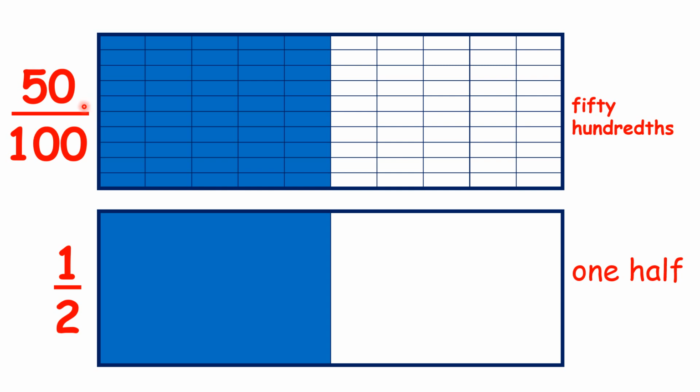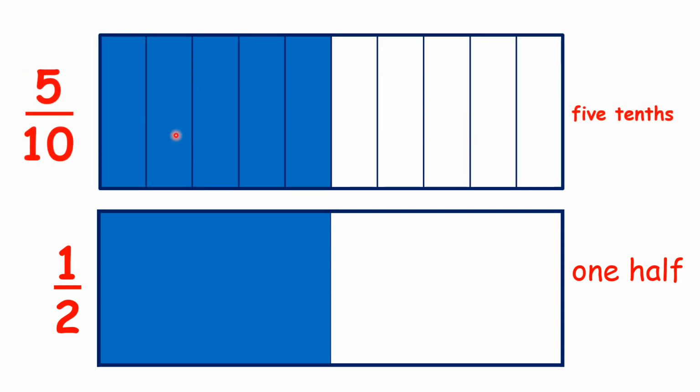Now we have 50 hundredths, which we can see is the same fraction as 1/2. We also know that a half is the same as 5/10. This is why we write 1/2 in decimal form as 0.5, because the tenths column is the first place value column after the decimal point.